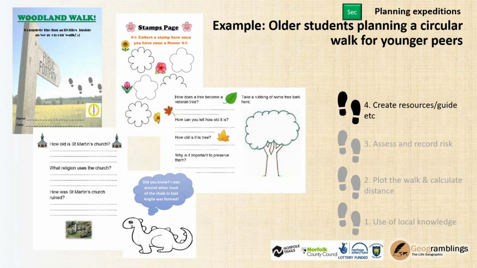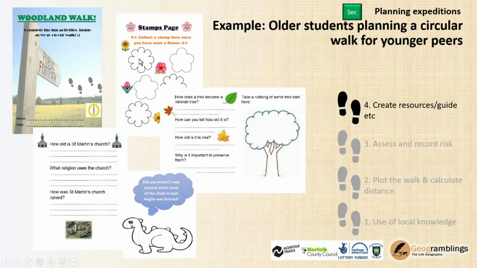This is really, really fun. So then go and create some resources for other people to do, or little tasks for you to do. One of the things they saw along the way was an ancient tree, or a veteran tree it's called, a tree that's been there for hundreds of years. And so they got the young kids to do a tree bark rubbing of it.